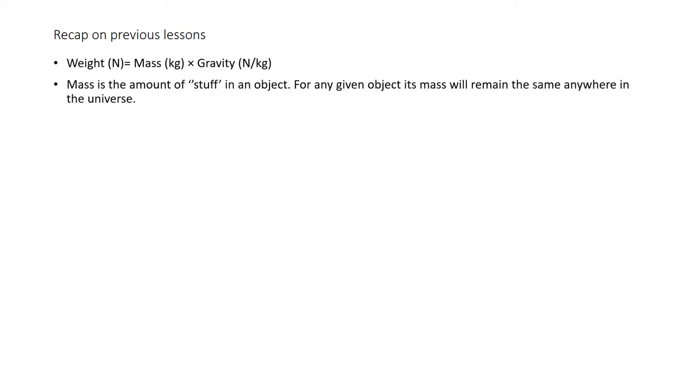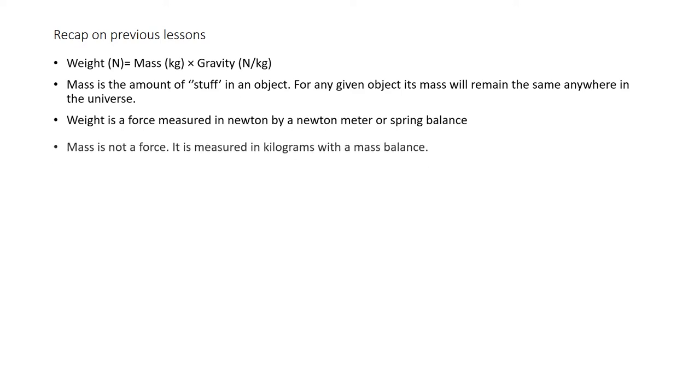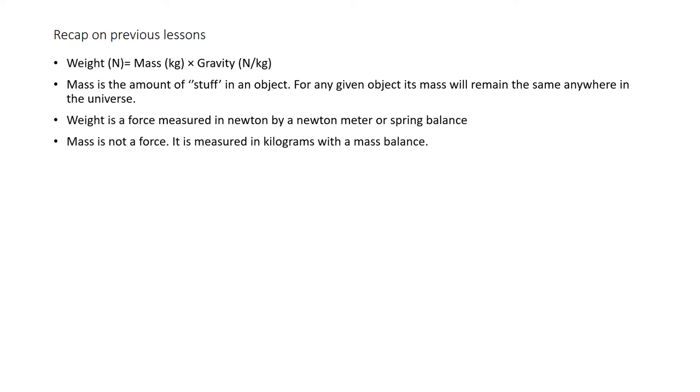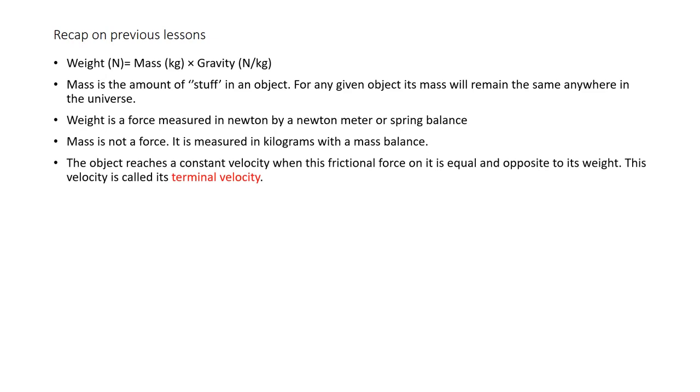Weight equals mass times gravity. Mass is the amount of stuff in an object. Weight is the force measured in newtons by a newton meter or a spring balance. Mass is not a force, okay? It's measured in kilograms with a balance. The object reaches constant velocity when the frictional force acting on it is equal and opposite to its weight. That's called terminal velocity.